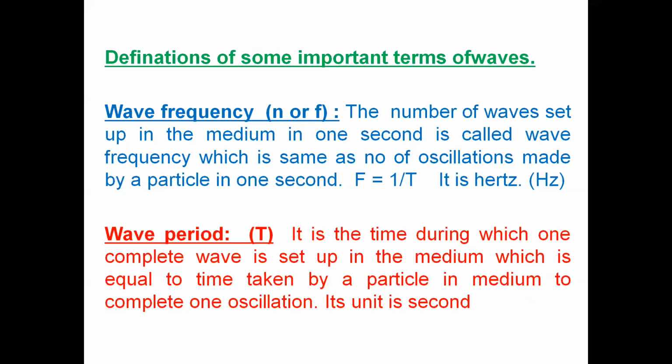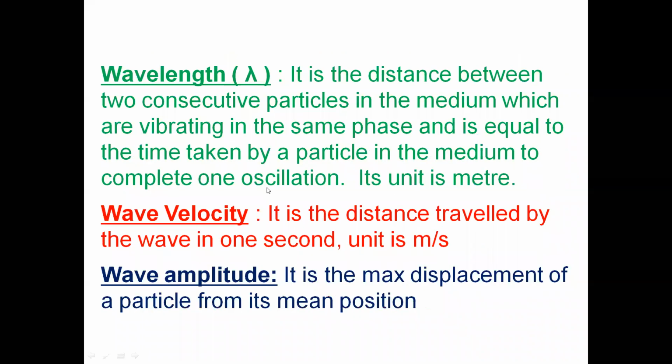Okay, so because we are actually learning more about sound in this diploma. So let us say frequency means the number of waves set up. Here, wave frequency is for the wave, and for the particle, simple harmonic motion is oscillation. Okay, so you can just go through this slide. It is easy for you to understand.